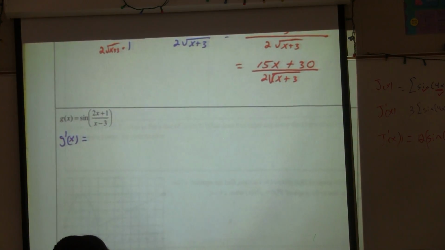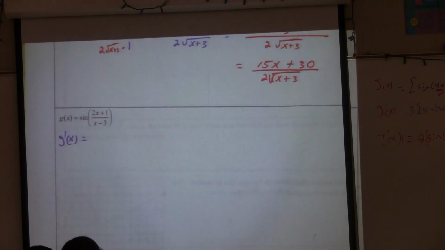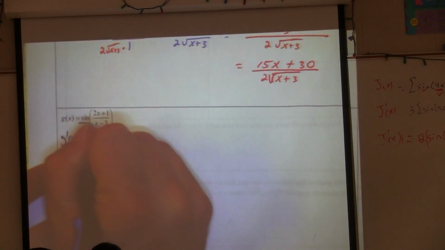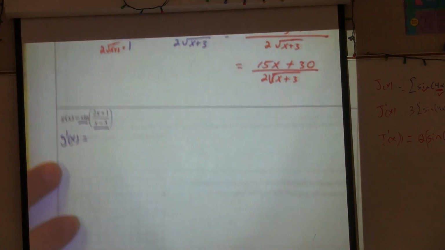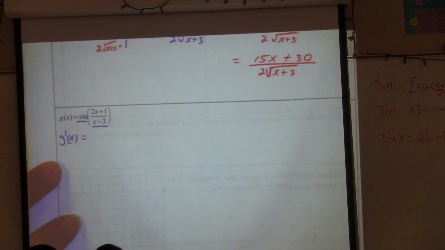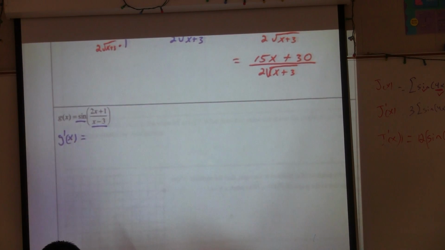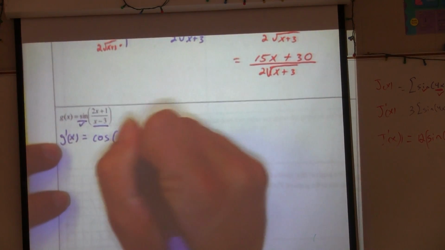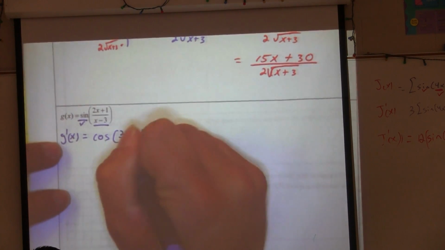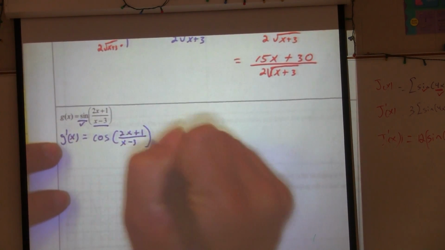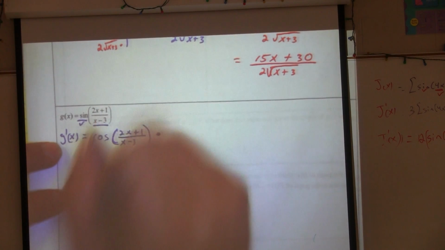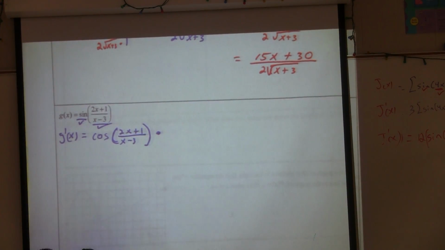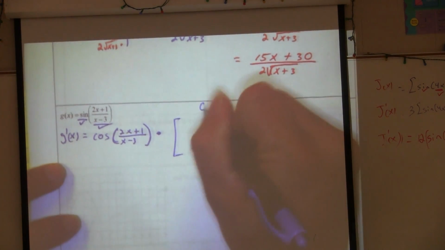So let's find the derivative of this guy. How many layers is this one? 2. We got the sine and we got this inside. So let's go. We got to do the chain rule. So derivative of the outer layer. What's the derivative of sine? So we got cosine of 2x plus 1 over x minus 3 times the derivative of the inside. How do I get the derivative of that? Quotient rule.